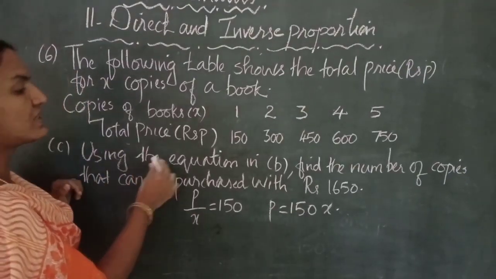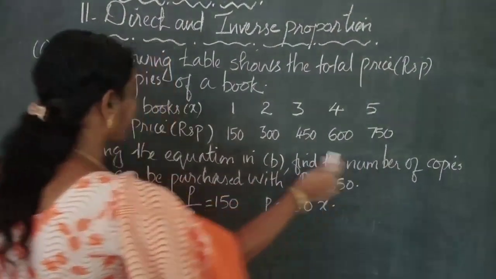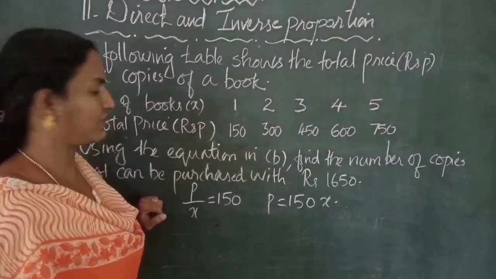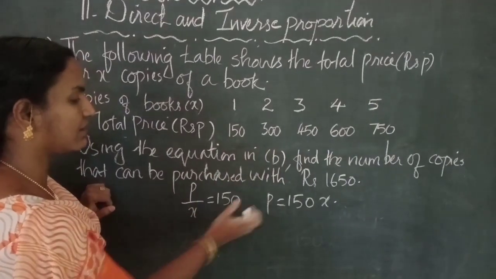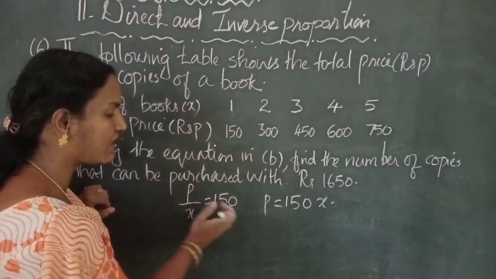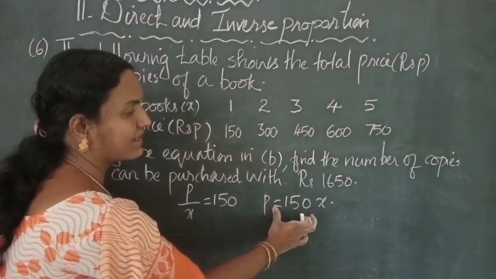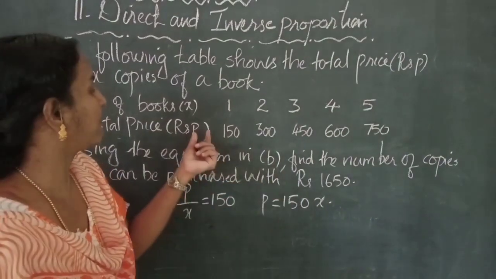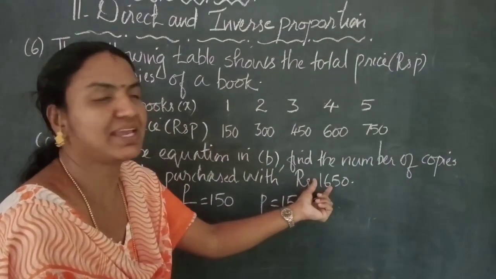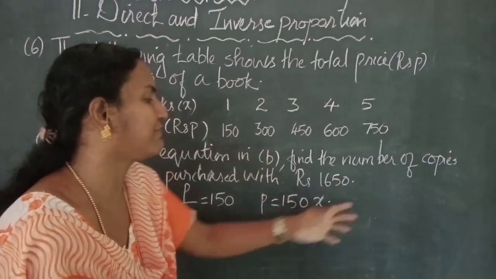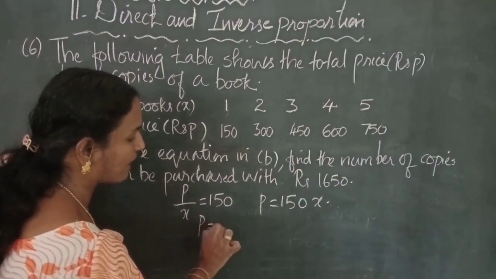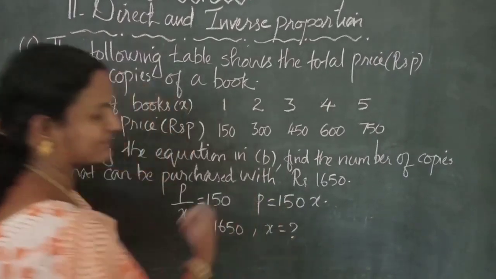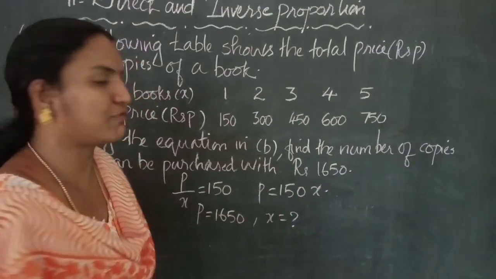Option C, using the equation in B, find the number of copies that can be purchased with rupees 1650. Using the equation in B, P by x is equal to 150, so P is equal to 150x. We have to find the number of copies x. Here, the total price P is given. P is equal to 1650. We have to find x by using P is equal to 150x.